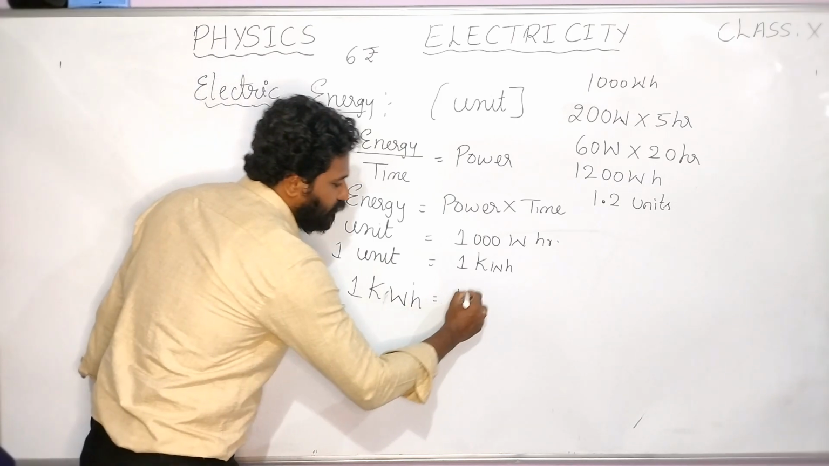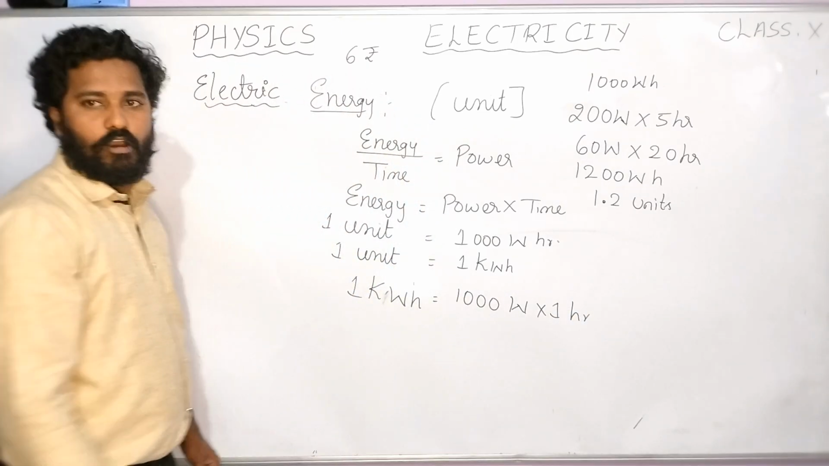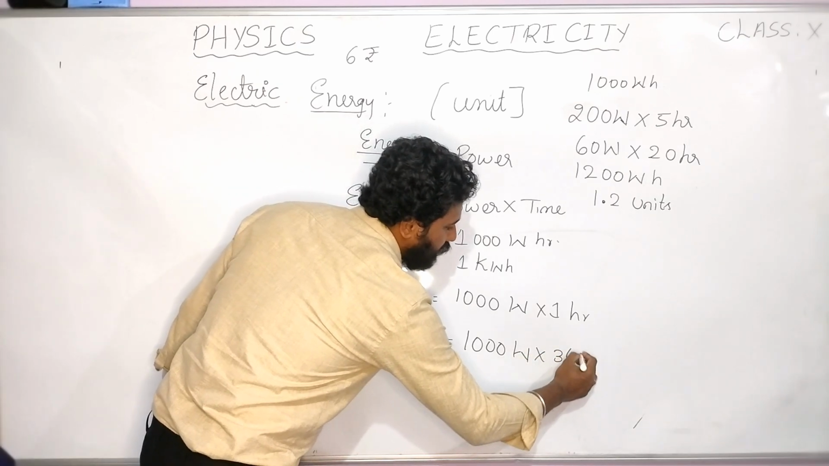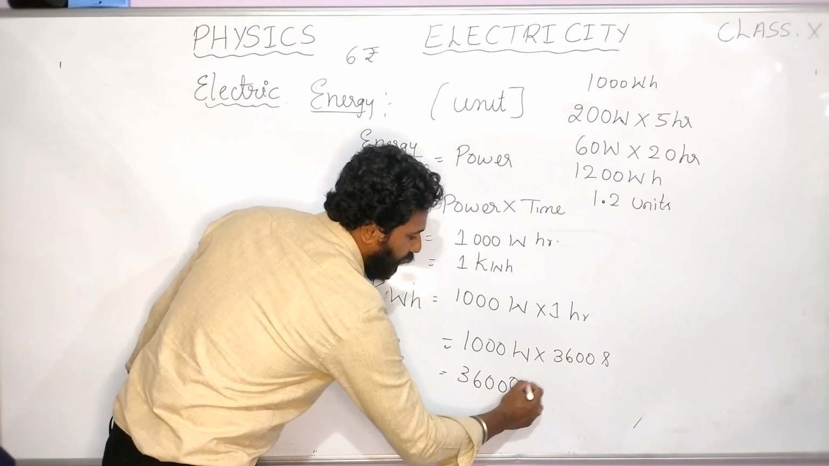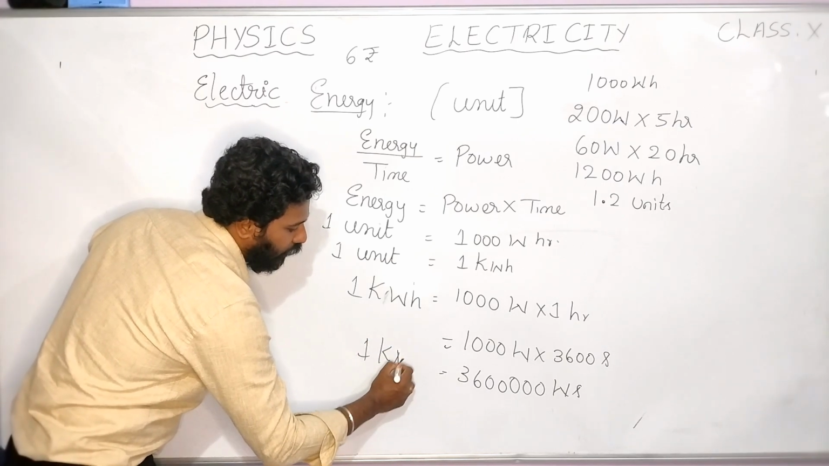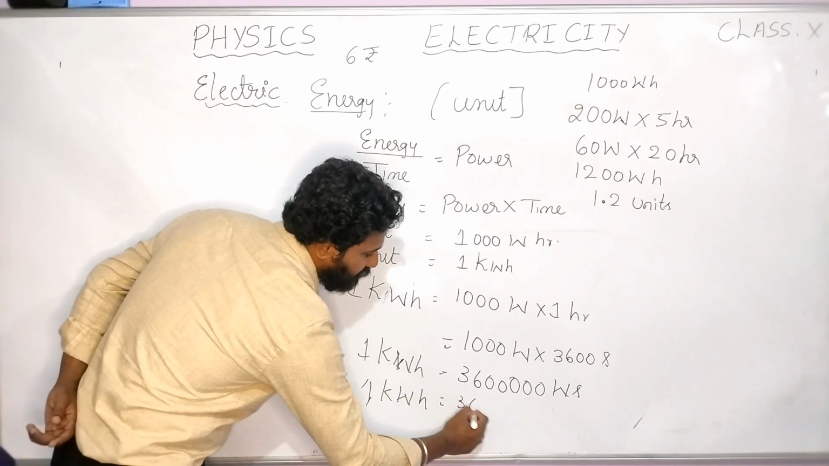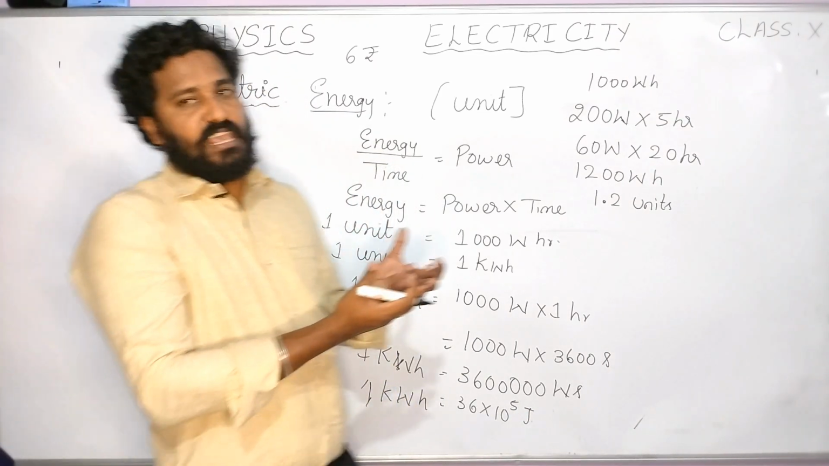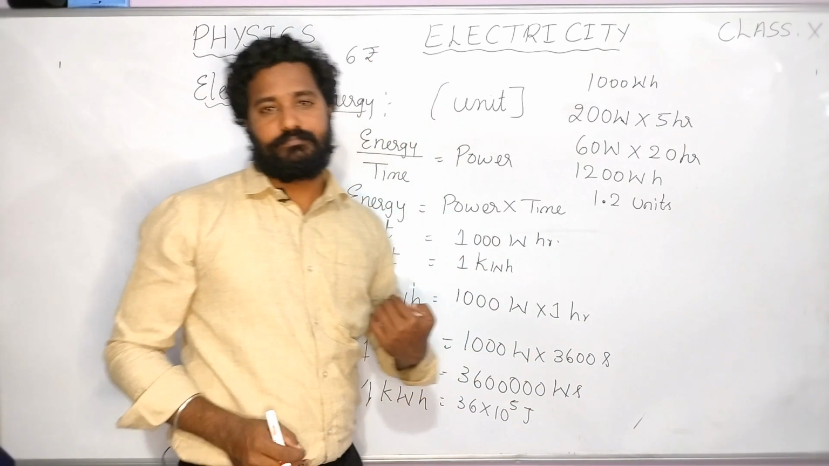1 kilowatt hour means 1 kilo, that is 1000 watt, into 1 hour. So 1000 watt into 1 hour means how many seconds? 3600 seconds. So 1000 into 3600 watt second is 1 kilowatt hour. So 1 kilowatt hour means 36 into 10 to the power of 5 joule. That much of energy we are consuming.